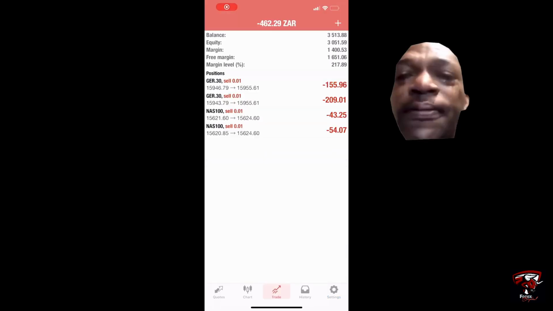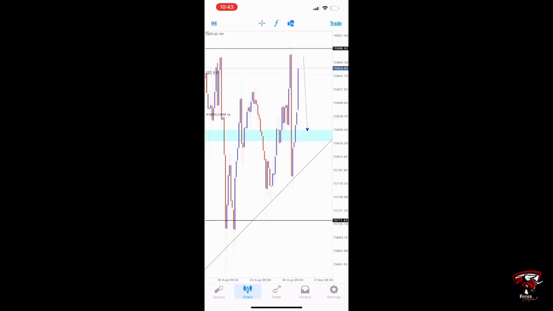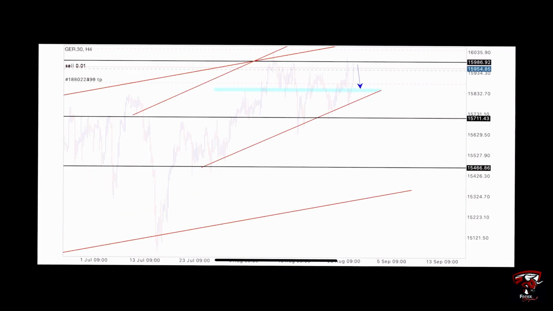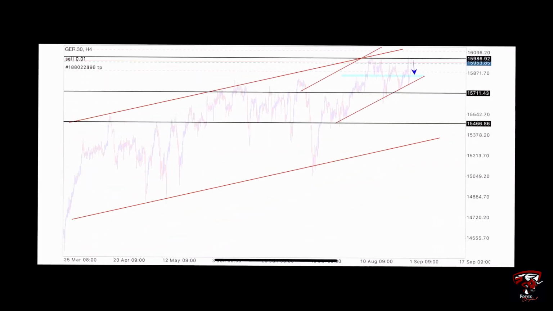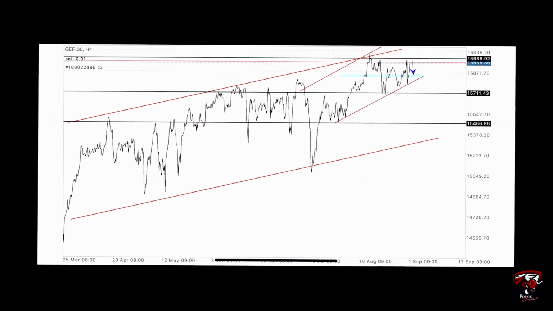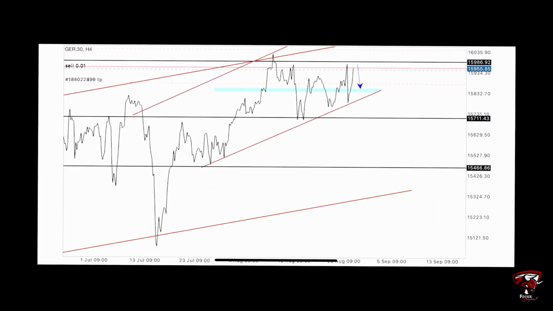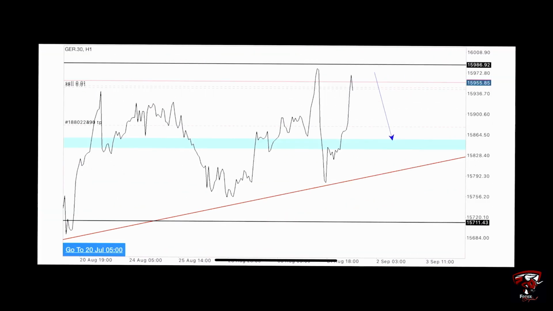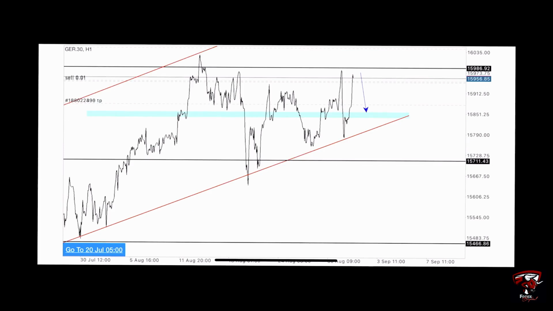And we're back again guys. We are currently in losses. Let's look at the analysis. Today we're trading German 30 and NASDAQ. So this is the outlook of German 30. We are looking for sells because as you can see guys, we are in a bullish trend, but currently we just hit the resistance and we're seeing a reversal from the top going down towards the support.